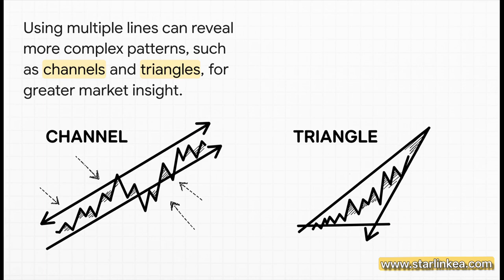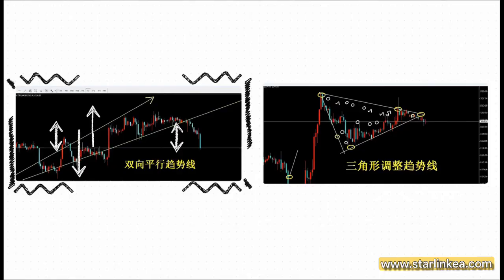But we don't have to stop with just one line. Actually, when you start drawing multiple trend lines, you can begin to spot more complex patterns that give you even more insight. Things like channels and triangles. And here's a perfect example. On the left, you've got a parallel channel. See how the price is just bouncing between two parallel lines, like it's stuck in a hallway? Then on the right, you've got a triangle. The lines are squeezing the price into a tighter and tighter range, which is often a huge signal that a big breakout move is on the way.